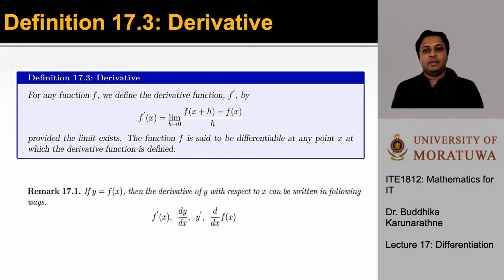We can also identify a special remark. If y is equal to f(x), then the derivative of y with respect to x can be written in the following ways. These are some of the common ways we denote the derivative. It can be f prime of x, dy over dx, or simply y prime, because the function is y, or d f(x) over dx.